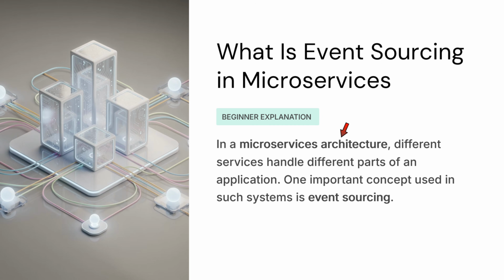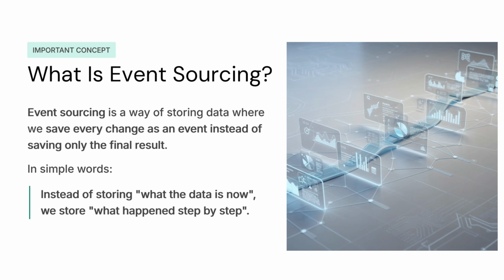In a microservices architecture, different services handle different parts of an application. One important concept used in such systems is event sourcing. What is event sourcing? Event sourcing is a way of storing data where you save every change as an event instead of saving only the final result. In simple words, instead of storing what the data is now, you store what happened step by step.